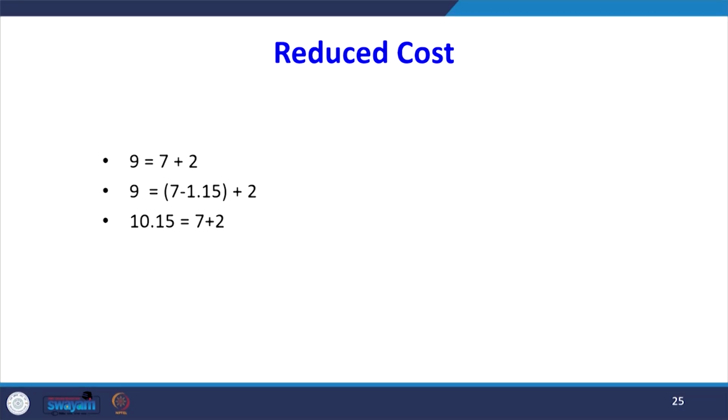Now, I will explain the meaning of this reduced cost. Assume that this is 9D, some quantity plus 2. Suppose the reduced cost is $1.15. That means from 9, if you are reducing $1.15, that is equivalent to adding $1.15 on the left hand side, that is increasing the profit contribution to 10.15. So, reducing cost is equivalent to increasing the profit contribution. Now the coefficient of D is 10.15.